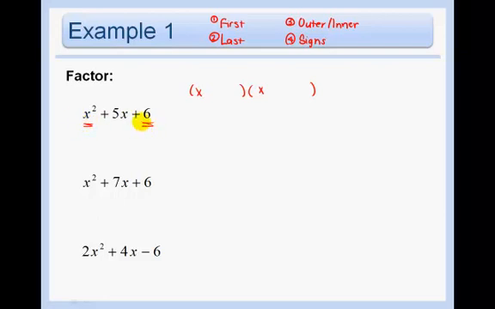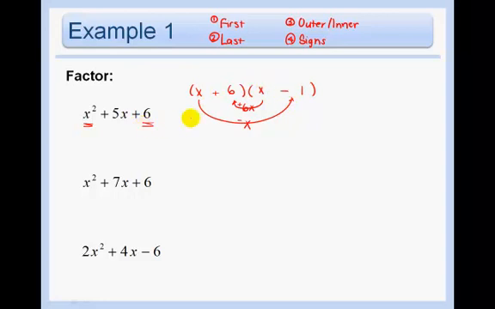So how are we going to get a 6? Let's try a 6 and a 1. Let's do our outer and our inner and see what we have. We have an x and we have a 6x. How do we make a positive 5x? We need a positive 6 and a negative x. And so if we put our signs in, that would mean the plus goes here and the minus goes there.